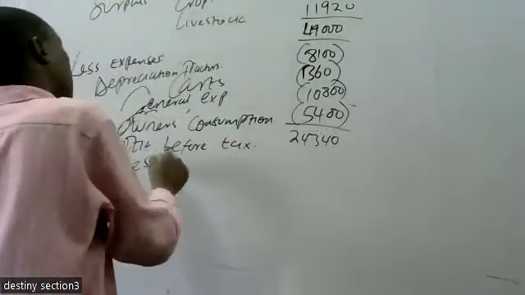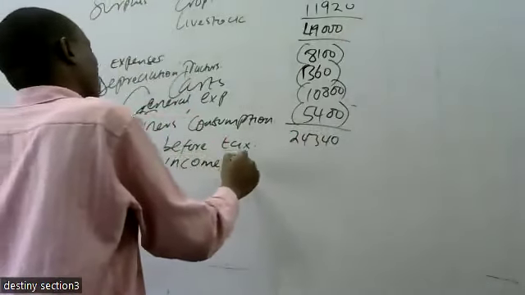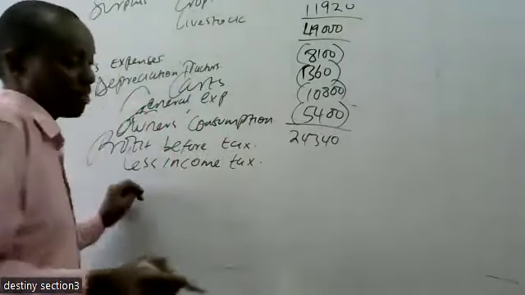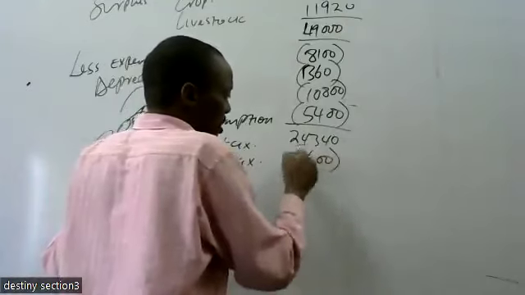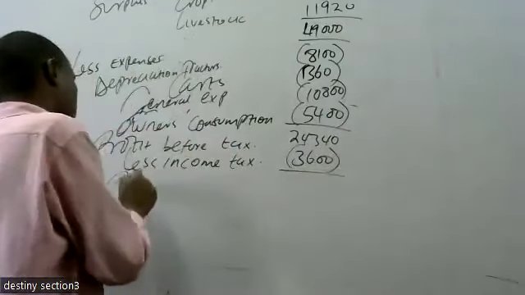Less tax, income tax expense from the additional information towards the end of the additional information. I remember it was around that 600. So what is our profit after tax?